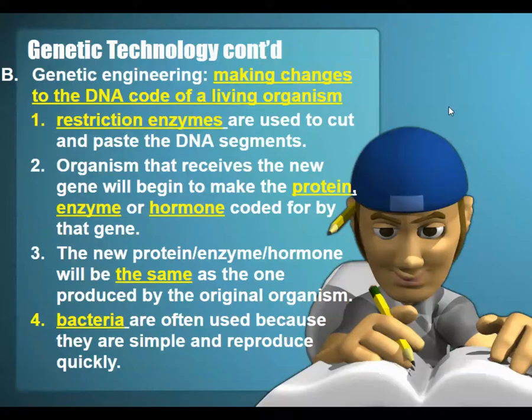Genetic engineering is when you're making changes to the DNA code of a living organism. You do have to use something called restriction enzymes, which are used to cut apart DNA segments, and then there's another enzyme that helps glue them together. Organisms that receive the new gene will begin to make that particular protein, enzyme, or hormone that's coded for by that gene. The new protein, enzyme, or hormone will be the same as the one that was produced in the original organism. And bacteria are often used because they're simple and they reproduce quickly.